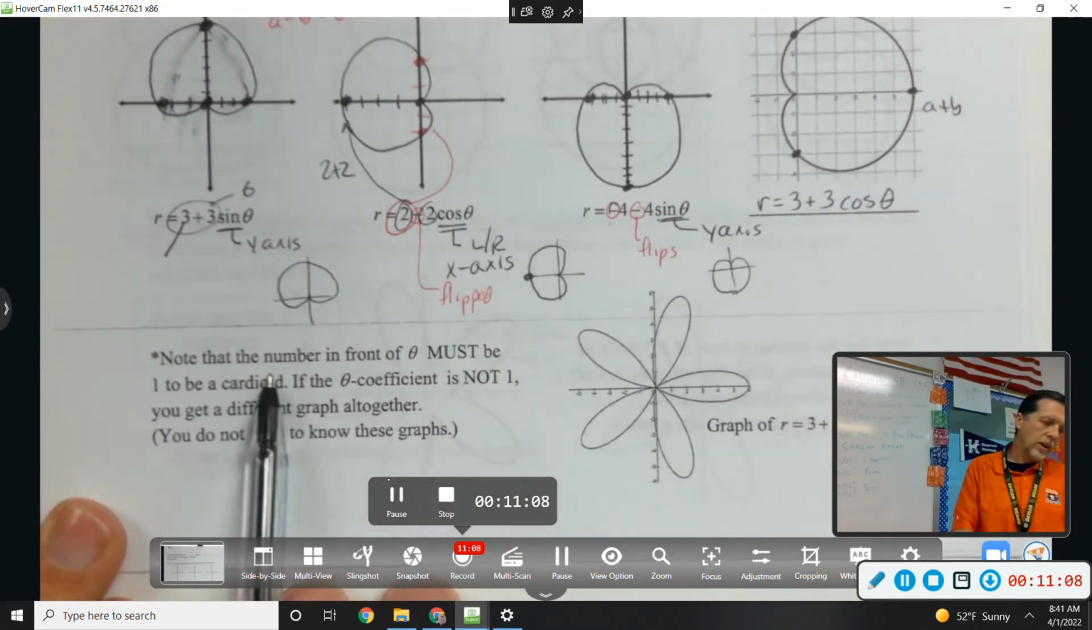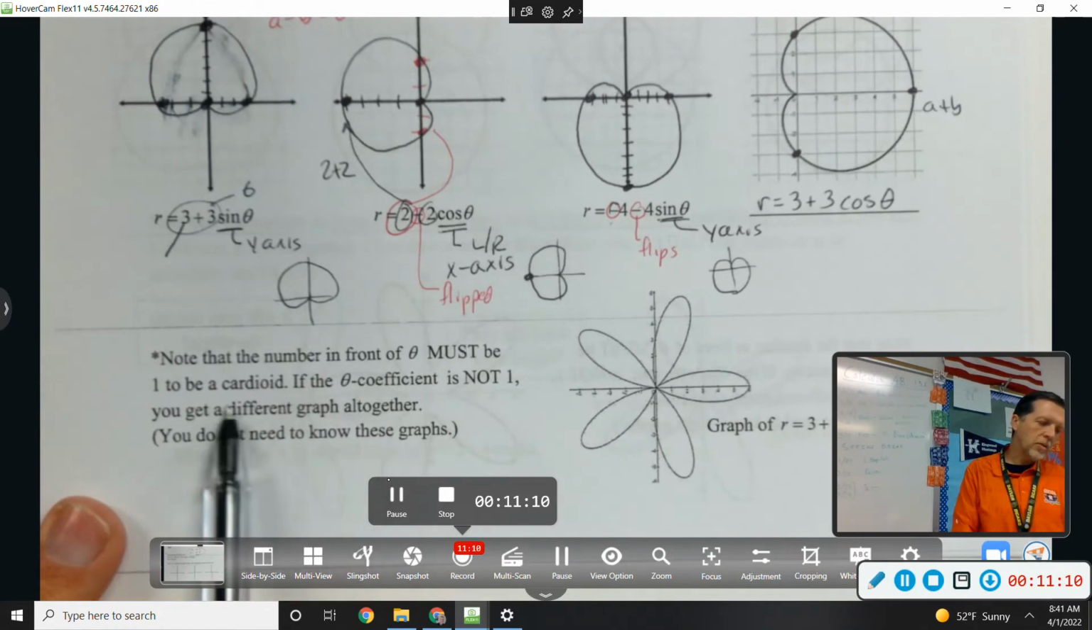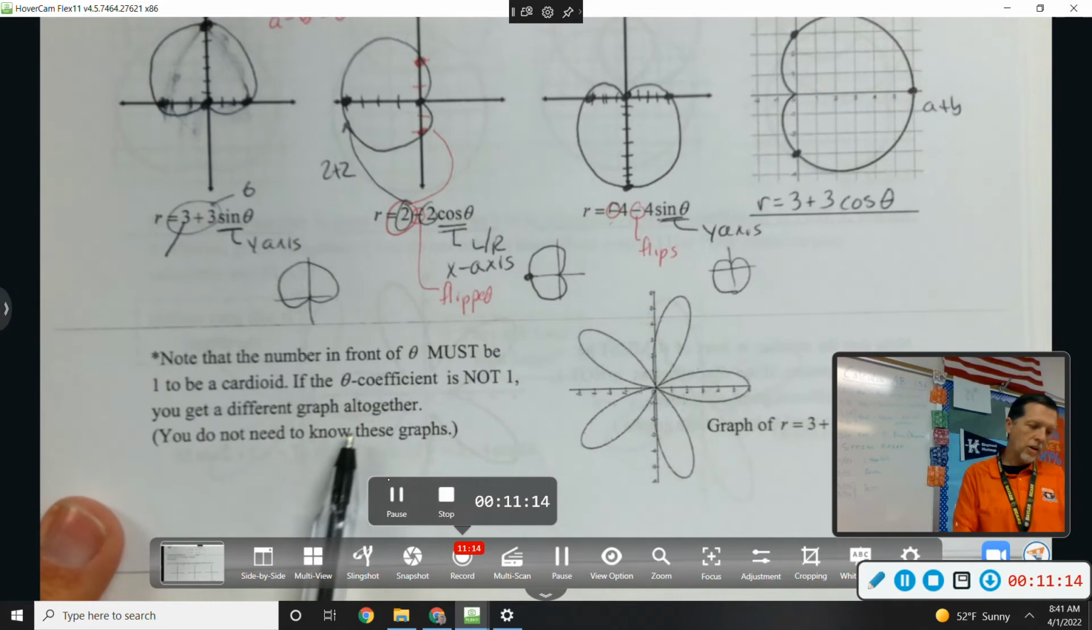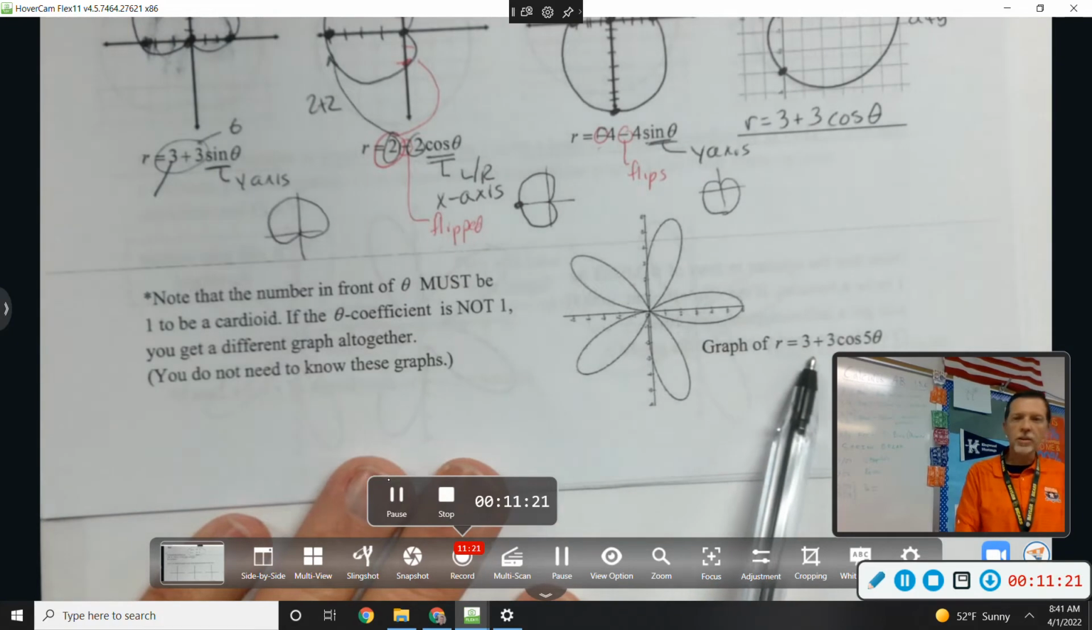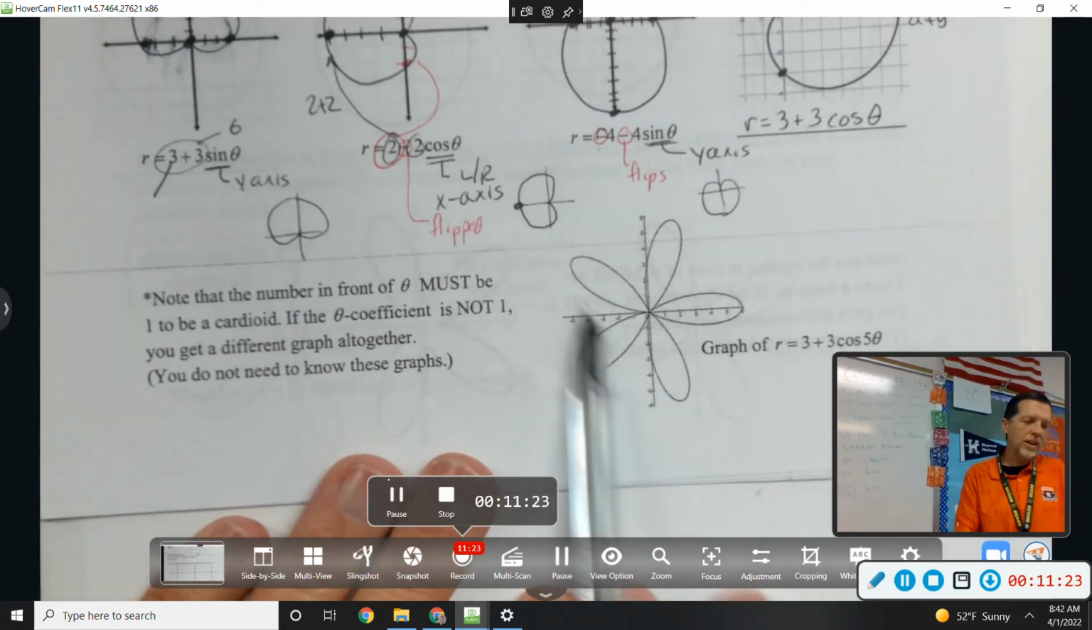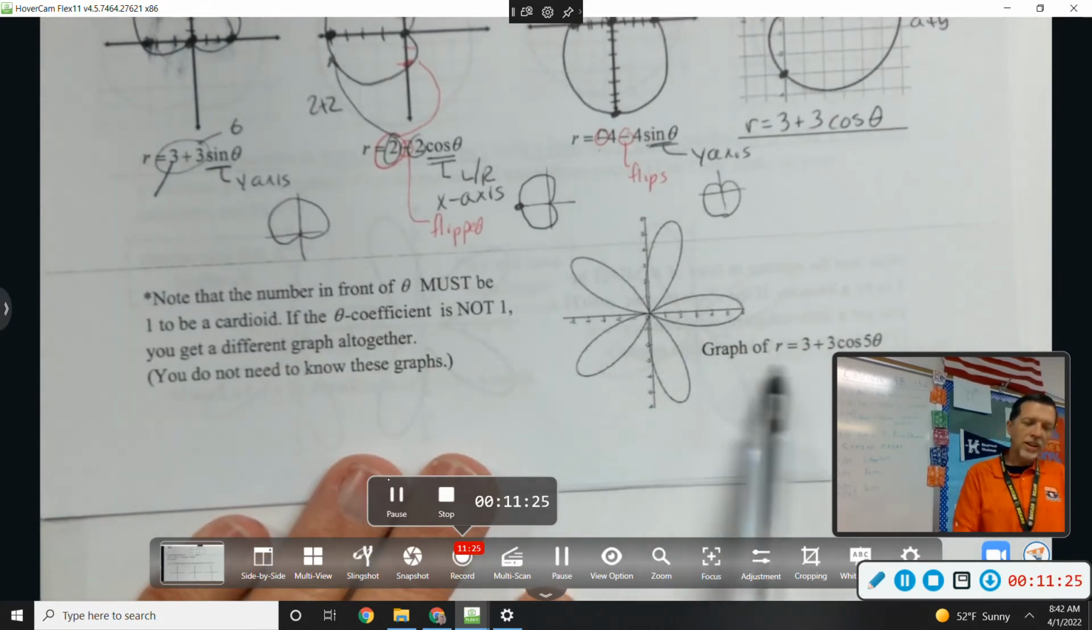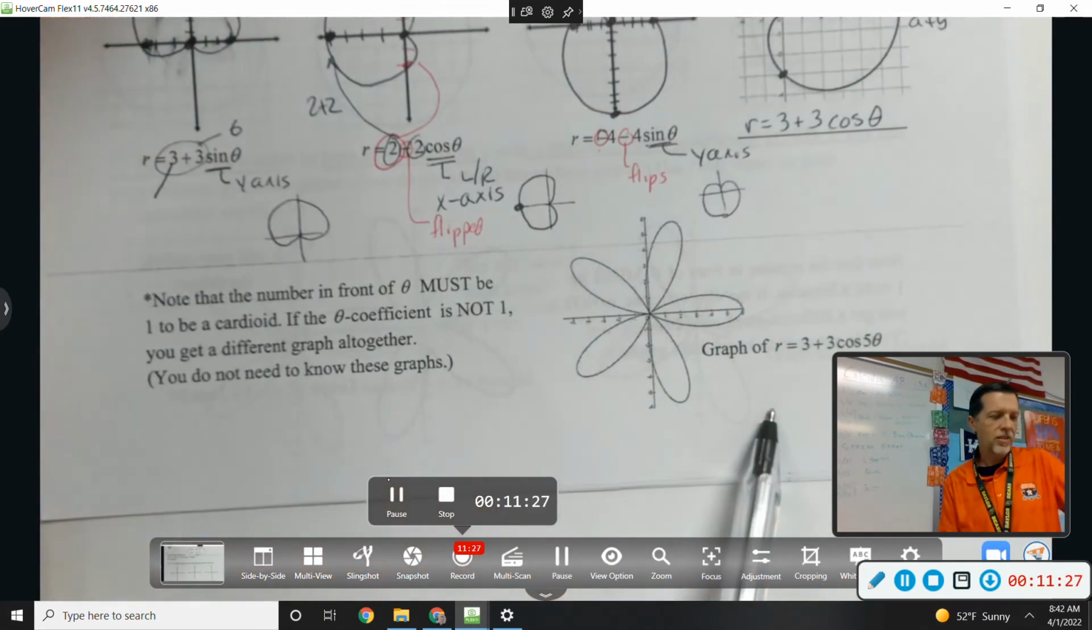A little note here. Notice that the number in front of theta must be 1 to be a cardioid. If the theta coefficient is not 1, you get a different graph altogether. And so here, it looks like a rose. It's not really a rose. We don't have a name for this. We're not going to graph these. But if you're playing in the calculator, you can get all sorts of fun and crazy graphs.